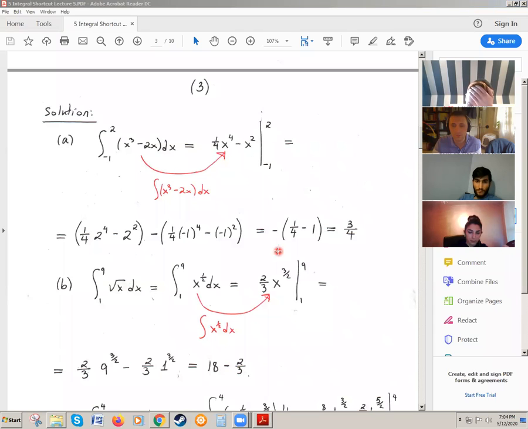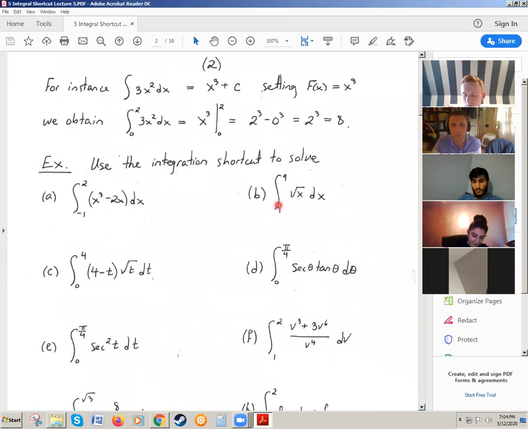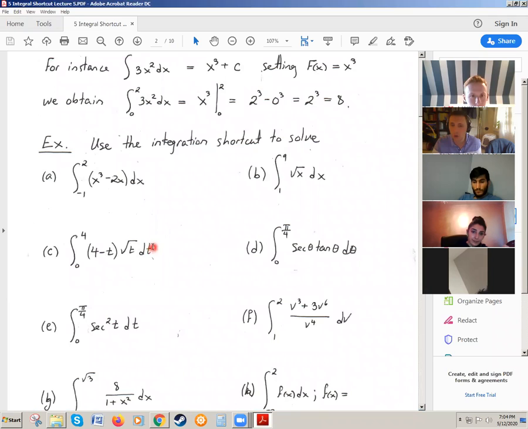Good. And next, guys, continue. Do the other problems as quickly as you possibly can. Your goal is, again, using the shortcut, to figure out C, D, and as many as you possibly can here.